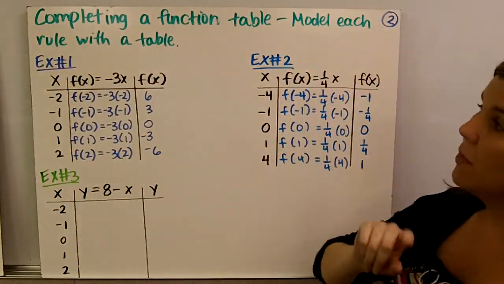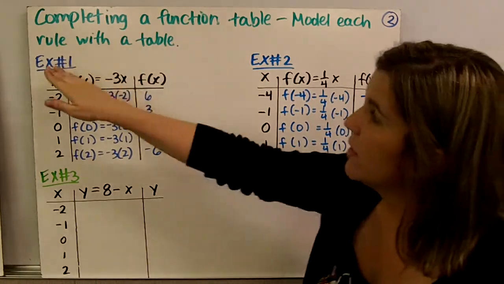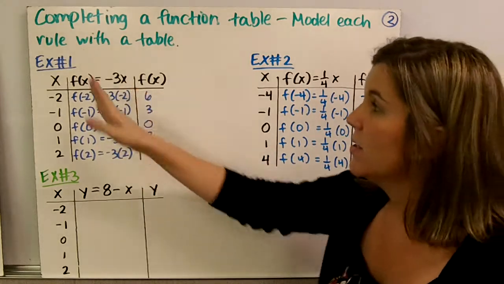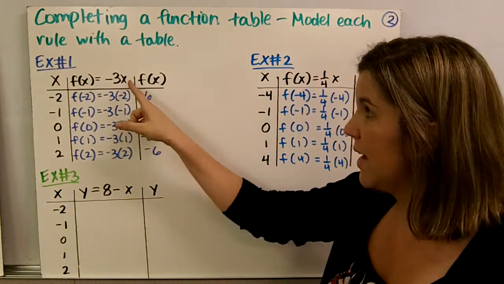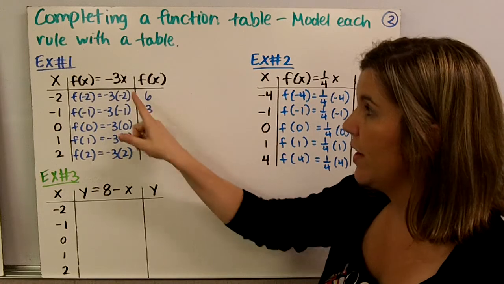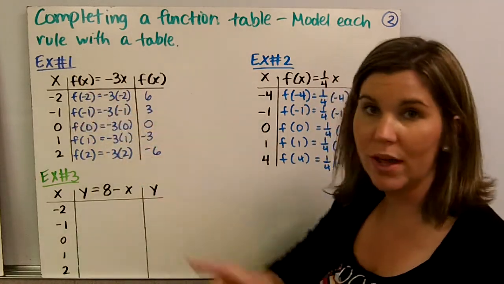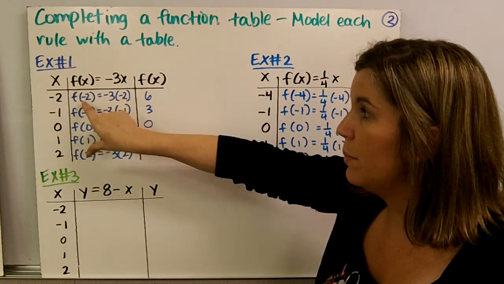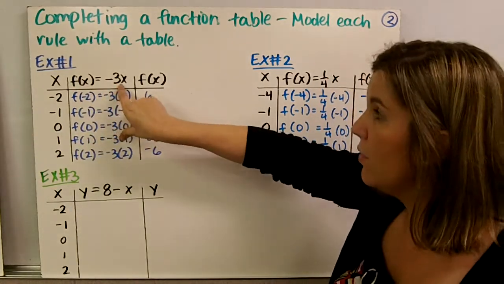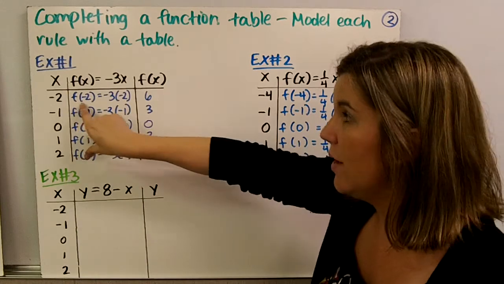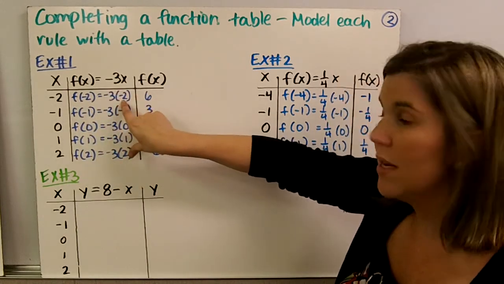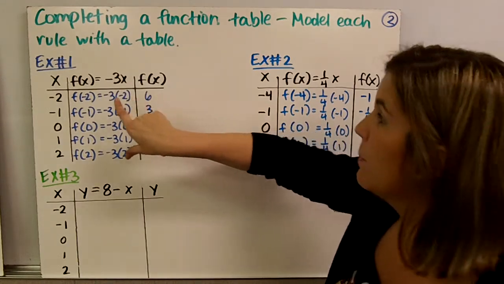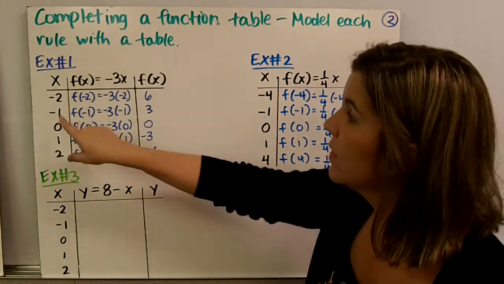Completing a function table. Model each rule with a table. So example number one, our rule is f of x equals -3x. So we have our input, that's x, and our output, f of x. We input x, we get out f of x. So if x is -2, we take x out and plug in -2 everywhere x was. So f of -2 equals -3 times -2. A negative times a negative is a positive. So we get out 6.